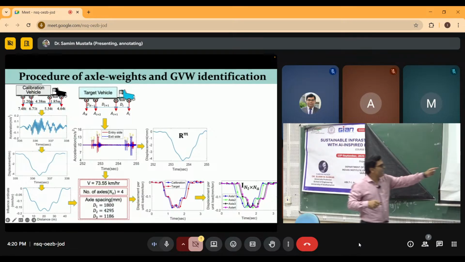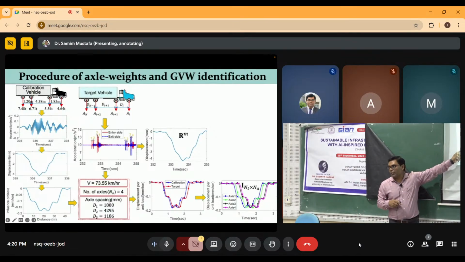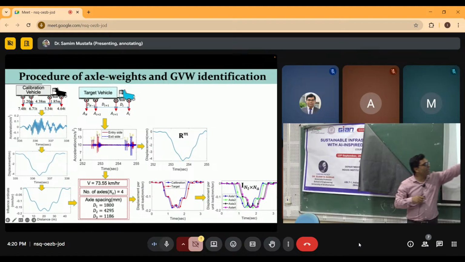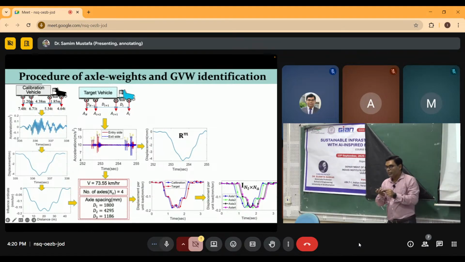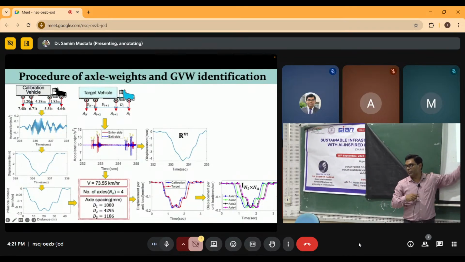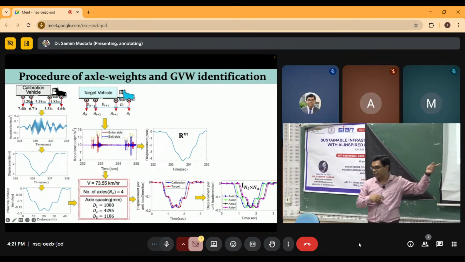Now you can resample. This influence line was calculated based on the calibration vehicle, which was run at some other speed, probably 60 or 40, a lower speed. Now this vehicle is running at a defined speed. So your influence lines could be recalibrated based on the speed difference between this and this. So that is what was done over here.